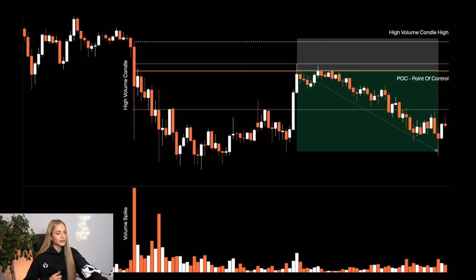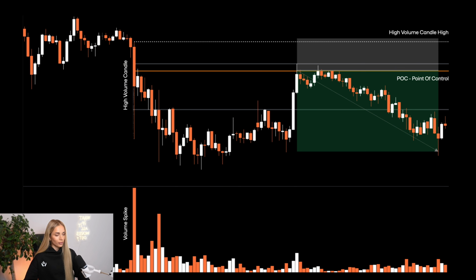Now, what if the situation is reversed and the body of the candle closed below the value area low and the point of control? Well, in this case, you know that the volume spike pushed the market down and traders accepted the lower price of this asset. Hence, you'll be expecting a further drop. You would take a short on the candle closure with a stop loss above the high of the volume candle. The price is likely to continue its downward movement since the volume will be holding the price from reversing against your short.